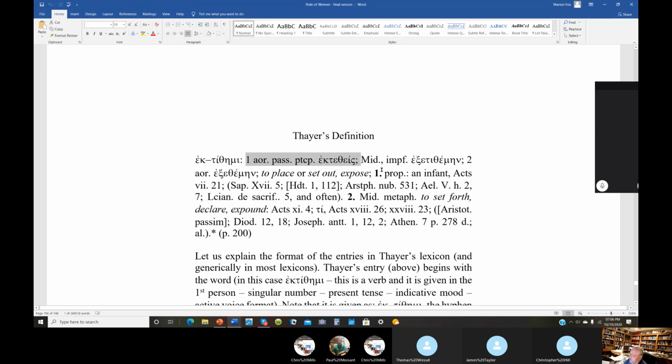There's the form. The middle imperfect, there's your form. Second aorist is found there. And that's how it's found. So we don't find it in the future or present tense. We only find it in the first aorist passive, a participle, imperfect, and second aorist.